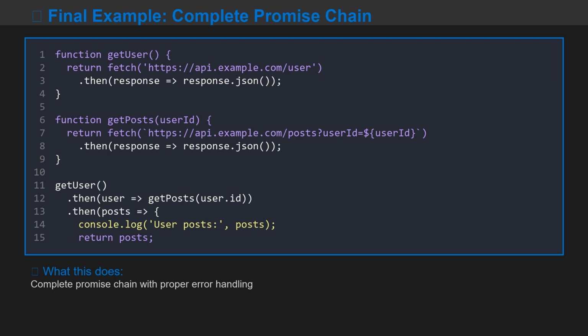Let's put everything together with a complete promise chain. Here we have two functions, getUser and getPosts. We chain them together by first fetching the user, then using the user ID to fetch posts. We properly handle the posts data and include error handling at the end. This creates a robust asynchronous flow with proper error handling.